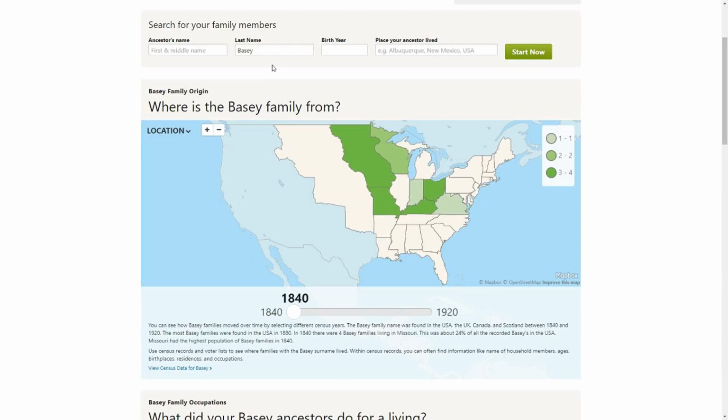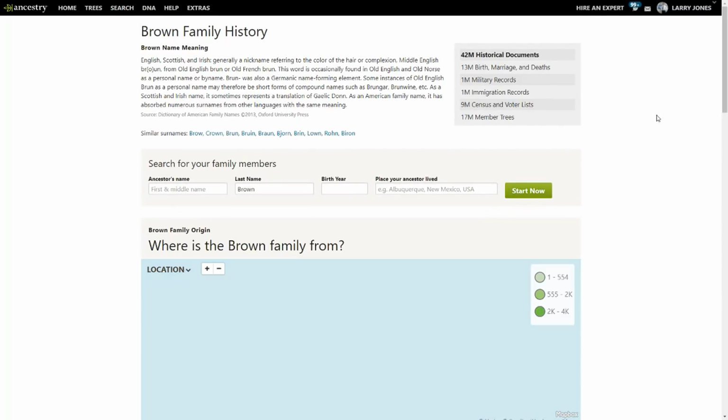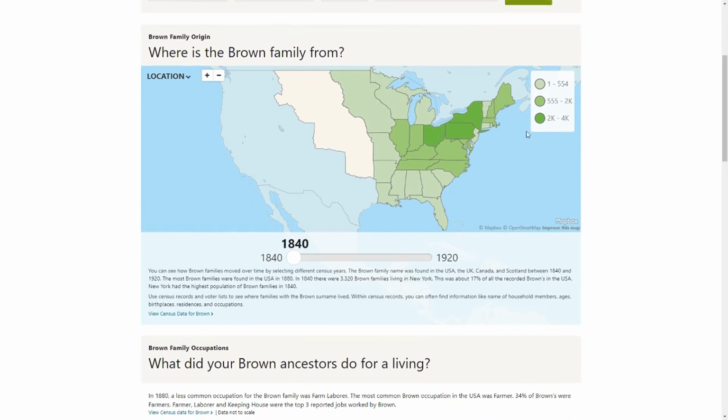Now, I will caution you, don't enter search right here if you're wanting to look up another surname, because that will bring up the Ancestry collections and begin searching that way. So what you want to do is go back to the previous page, and this time we're going to enter Brown, because Brown's obviously a much bigger name.